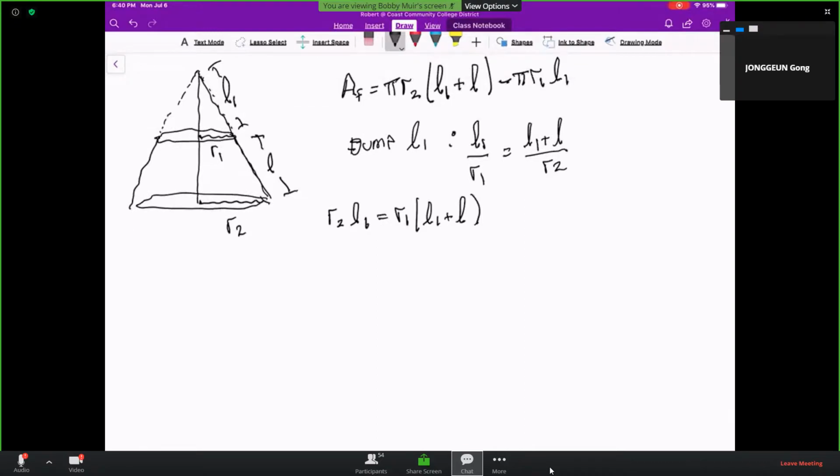So this is R1 L1 plus R1 L. That's R2 L1. So L1 times R2 minus R1 equals R1 L.